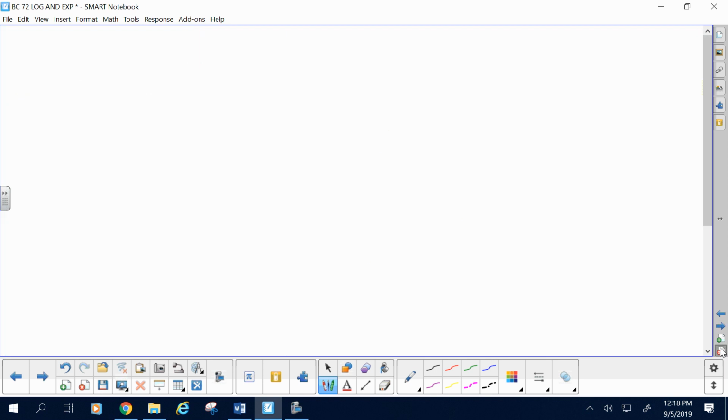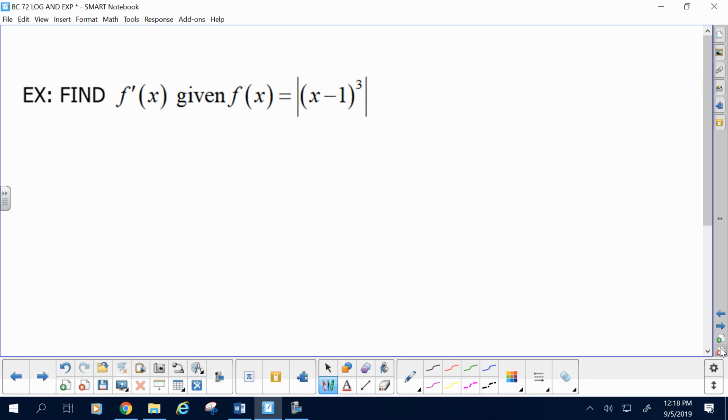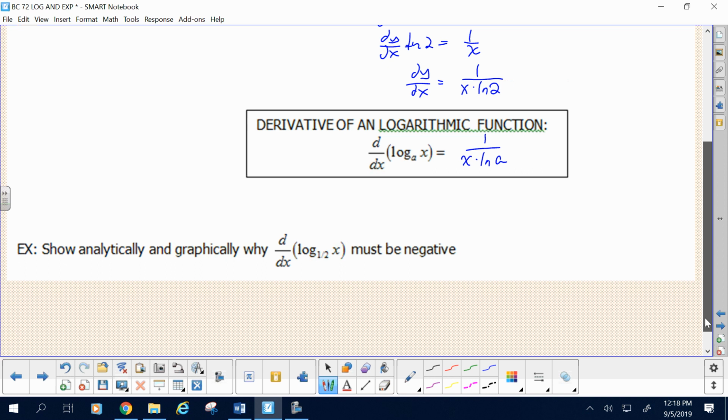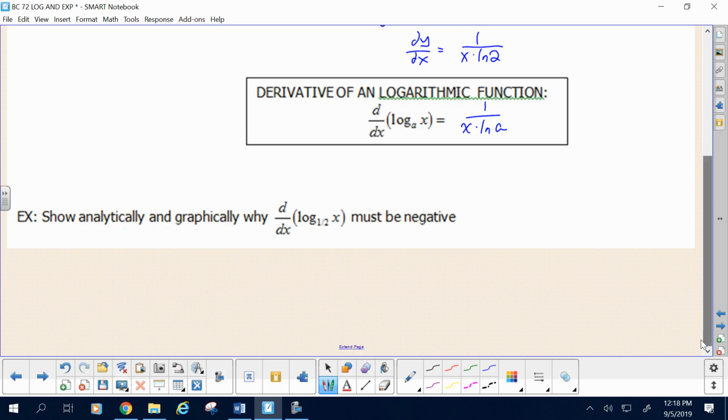Apparently there's nothing on this side visible. What the heck? Did I lose a slide? Oh, is this a question for you? Yes. Oh, okay. Show analytically and graphically why this must be negative. Please, go.